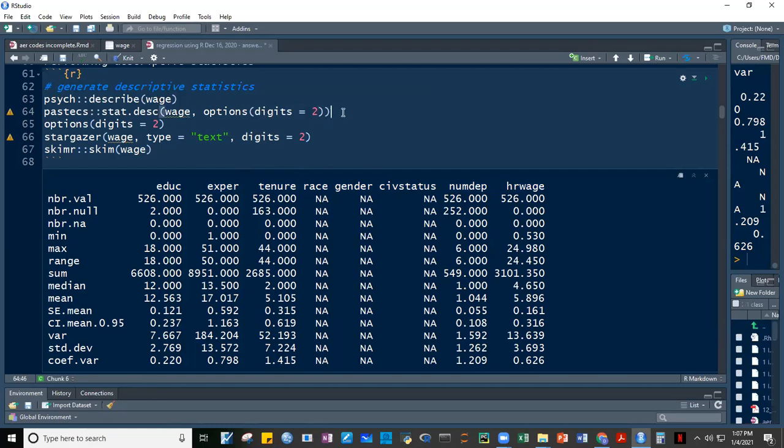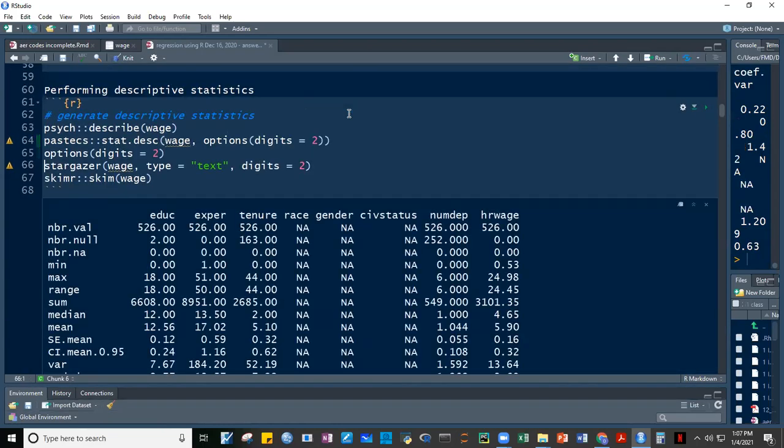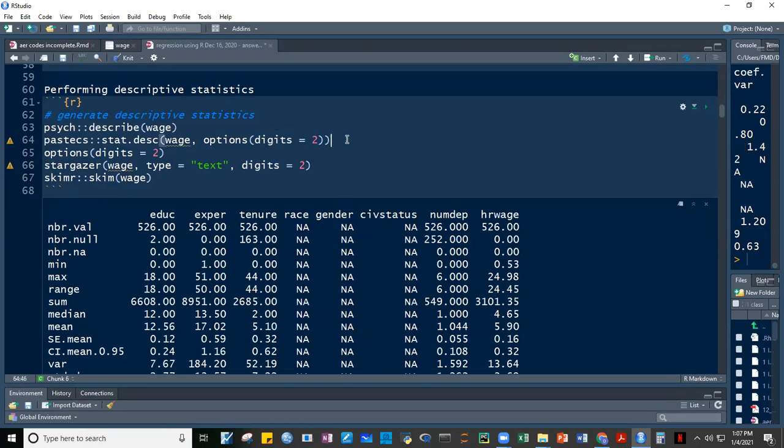Let me check if this code is correct. So inside the stat.desc, we put options. Check ko lang. Ayan, tama, guys. So inside the stat.desc of wage, options, digits is equal to 2. You can include that because sometimes the decimal place that R gives is long. If you want to trim it, you can put this.